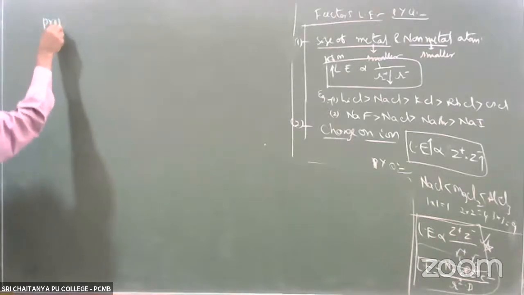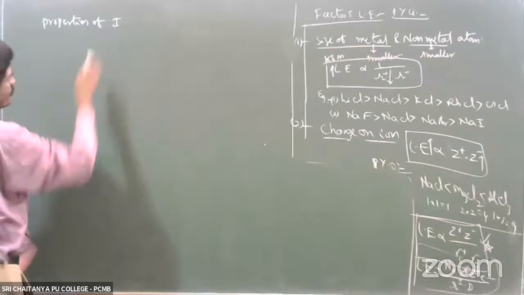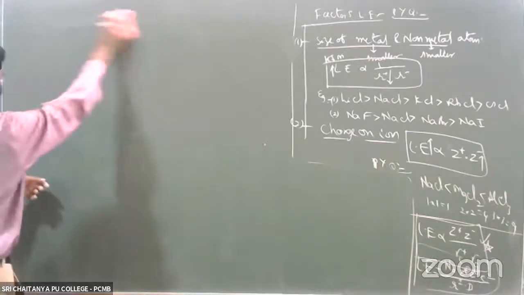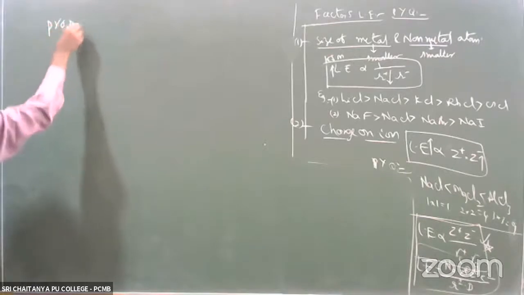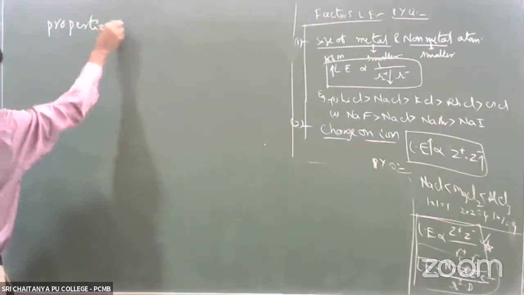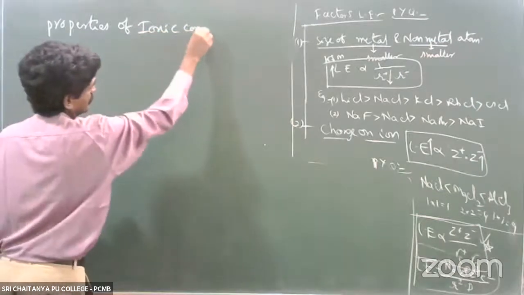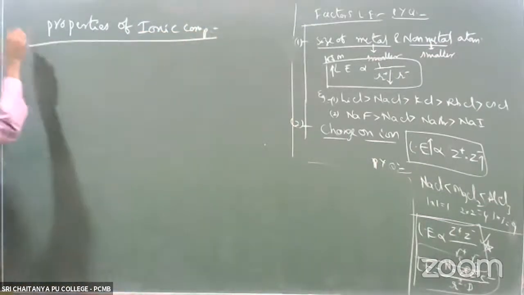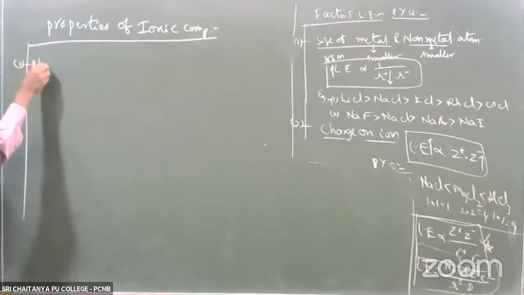properties of ionic compounds. Properties of ionic compounds. Yeah, one by one. First one, physical state.